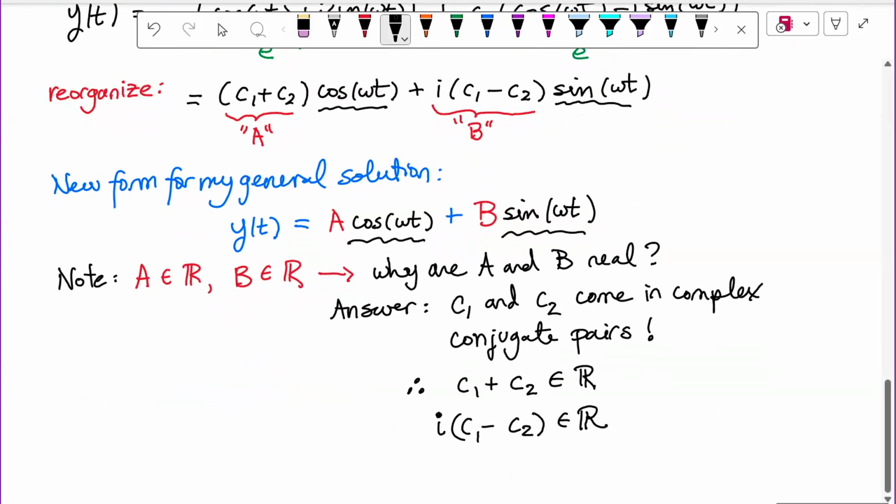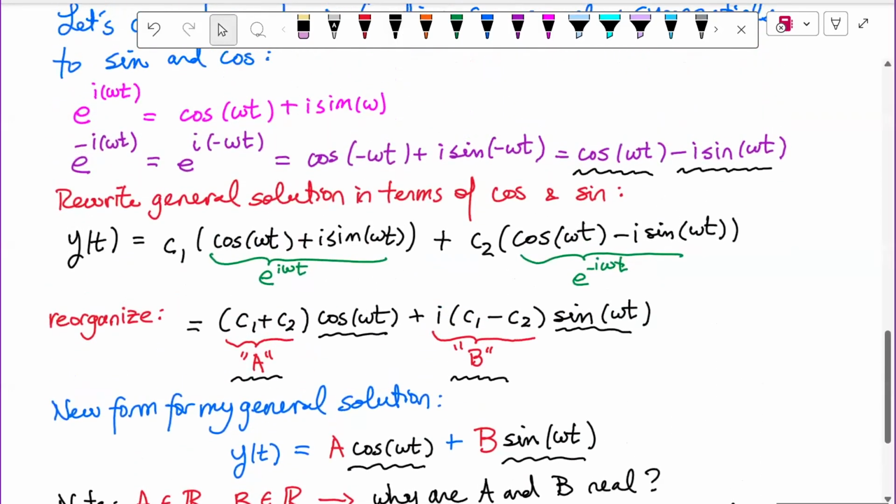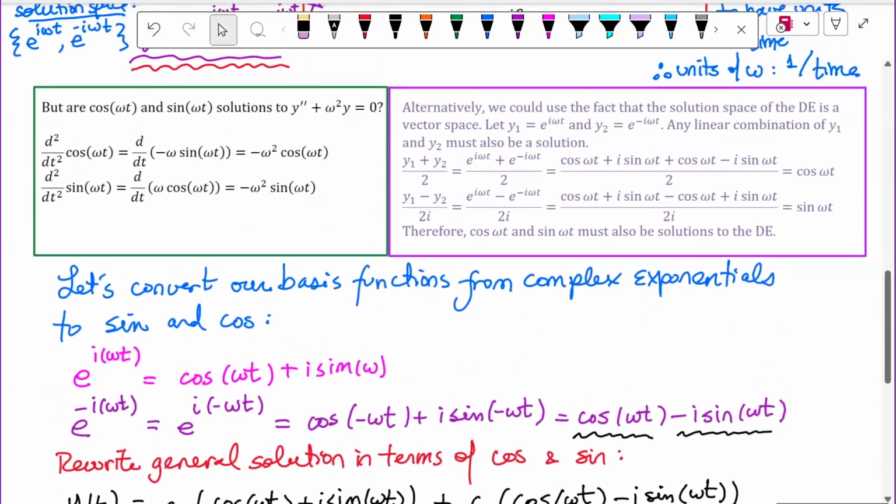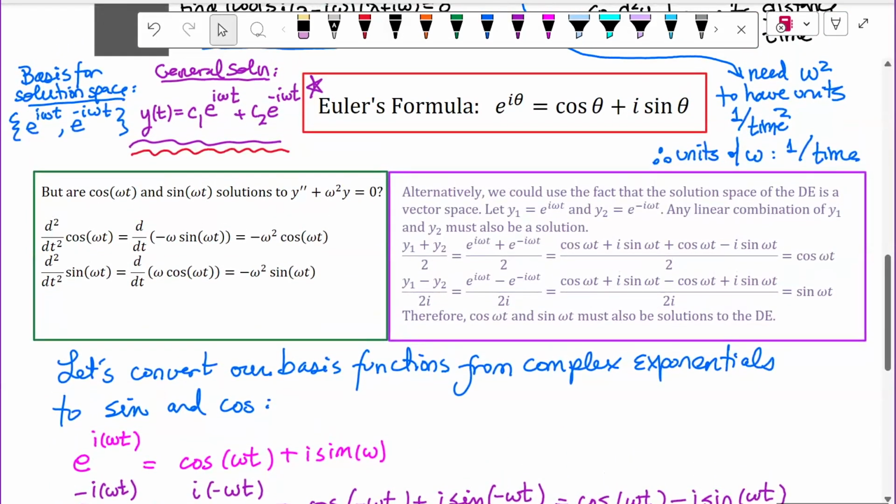And you notice that our constant A is the sum of C1 and C2, and our constant B is the difference of C1 and C2 multiplied by the number i. I'll tell you in a moment why it is that we know that C1 and C2 can come in complex conjugate pairs. But for now, what I'm going to do is go back just to make sure that we have actually found the solution. So let's look at our green box.